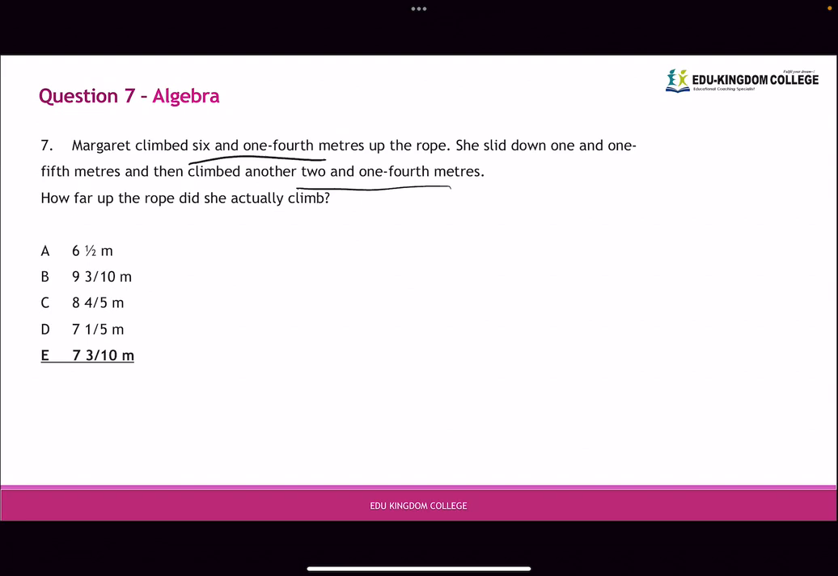So it's going to be 8 and 0.5. She slid down minus 1.2. Okay, so that's going to be 7.3 or 7 and 3 over 10. Okay, so try and do all the positives together and then the negatives later.